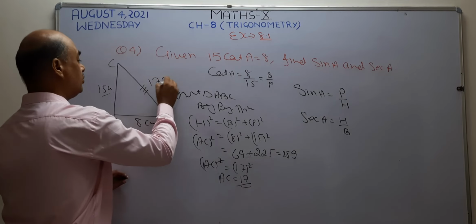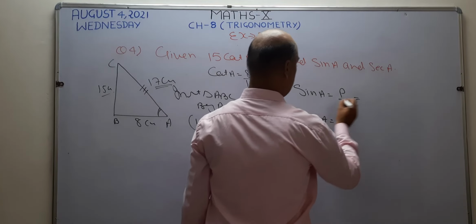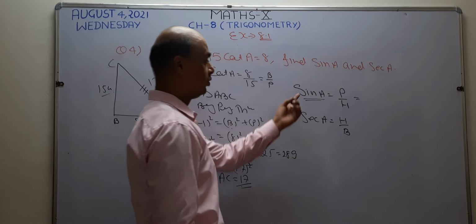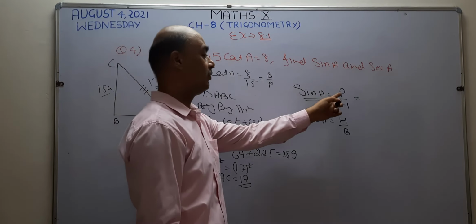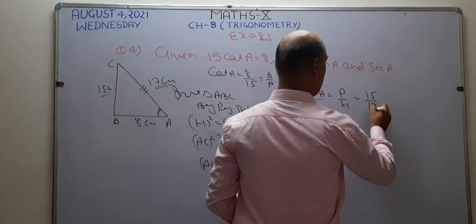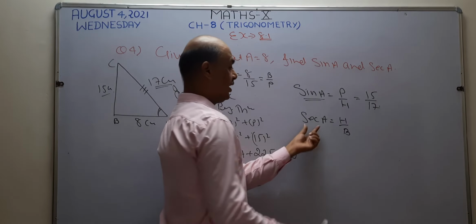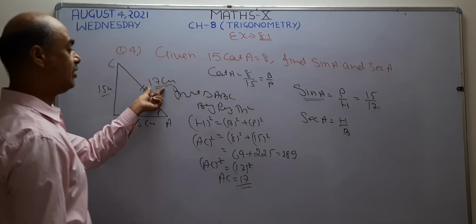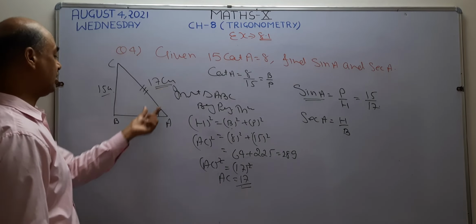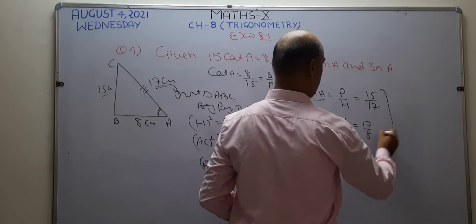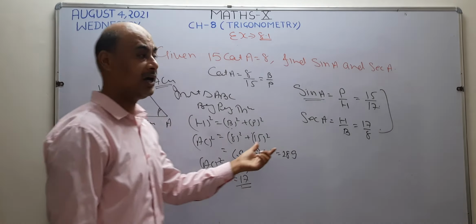Now all the three sides are on your board. I want to find the required trigonometry ratio. First I want to find the value of sine A. So the formula is on the board, P by H. What is P? P is 15 and H is 17. So the answer becomes 15 by 17. Okay. Now secant, H by B. What is H? 17. What is base? 8. So this becomes 17 by 8. This is your answer. This is very simple.